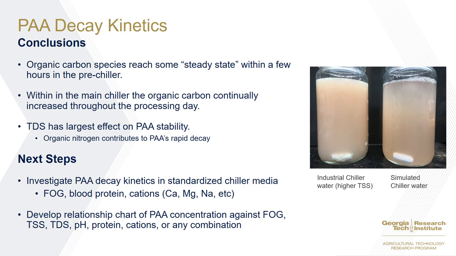As I mentioned earlier in part 1 of this project, a majority of the carbon species in the pre-chiller will reach a steady state within a few hours, typically 4 to 6. On the other hand, those same species will continually increase in the main chiller throughout the processing day. As for the species that have the largest effect on PAA stability, I showed that the TDS, and by extension nitrogen, cause the peracetic acid to rapidly decay.